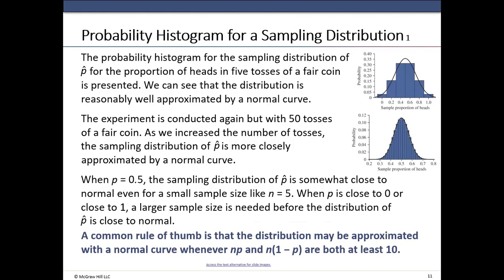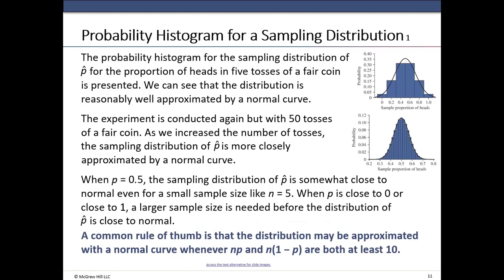We should also check n times 1 minus p. Now, I want to mention n times p is the number of successes. 50 times 0.5 is 25. Total number of tosses is 50. So the number of failures is 50 minus 25, which is 25.